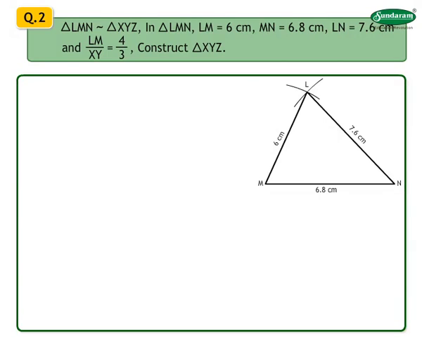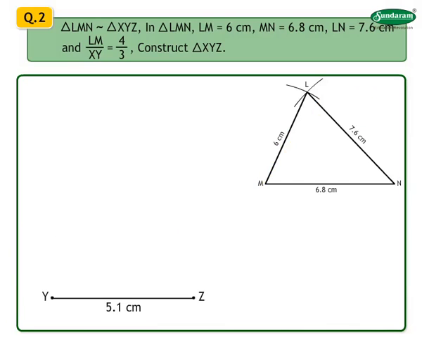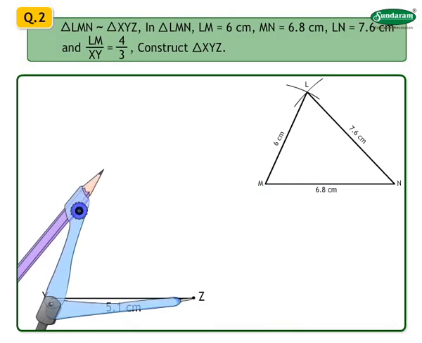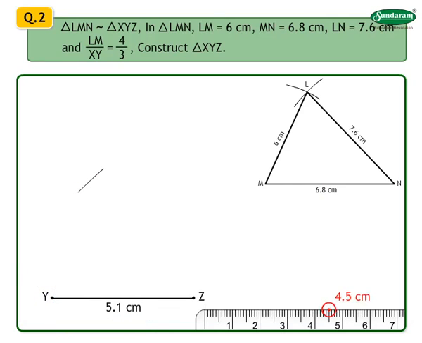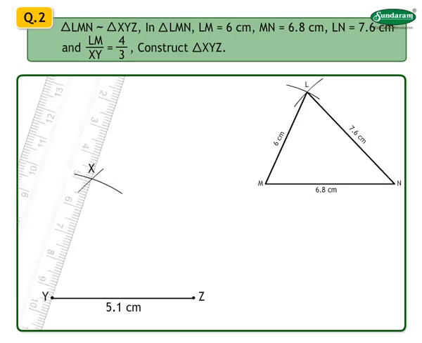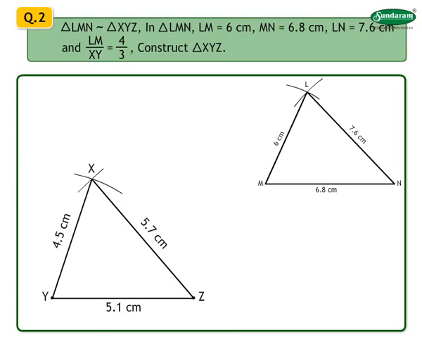Now let's look at the construction. Draw a segment YZ of 5.1 centimeters. Keep the point of compass on point Z and taking 5.7 centimeters as measure, cut an arc. Now, keeping the point of compass on point Y with 4.5 centimeters, cut the previous arc. Mark the point of intersection of both the arcs as X. Now join XY and XZ. Thus, triangle XYZ is the required triangle.